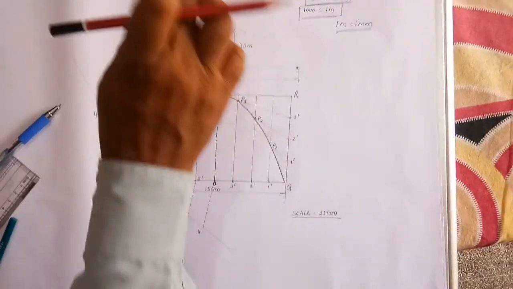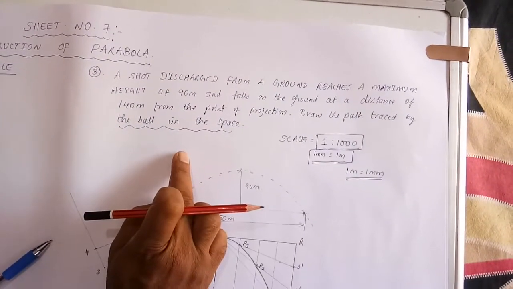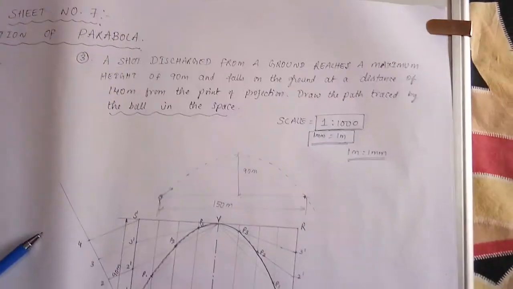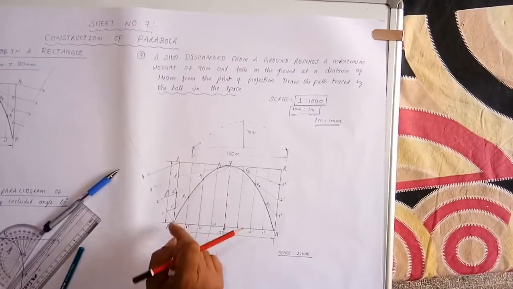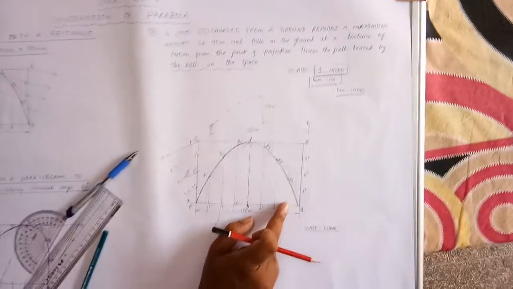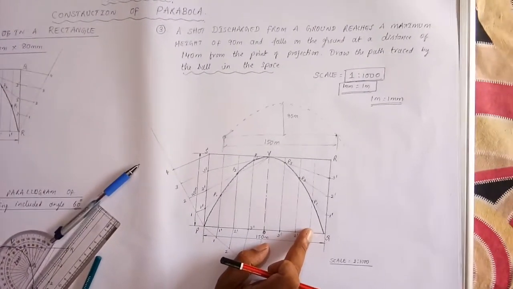Understood? So you have to understand. You have to read the problem first. What type of shape the ball is going to take while it moves in a space. And then you have to inscribe it. Understood? So this is problem number 3. Okay.